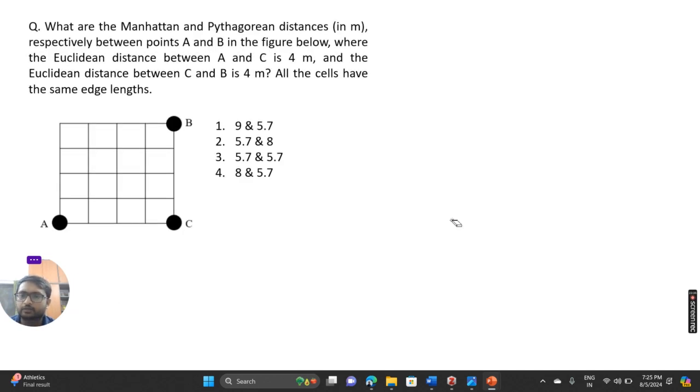So now we have the next question, in which we have to find the Manhattan and Pythagoras distance between points A and B. The Euclidean distance between A and C is 4 meters, and the Euclidean distance between C and B is 4. All the boxes you are seeing here have square edges, not rectangular, so the length of one box will be 1 meter or 1 unit. Can anyone tell the answer? Do you want to try?